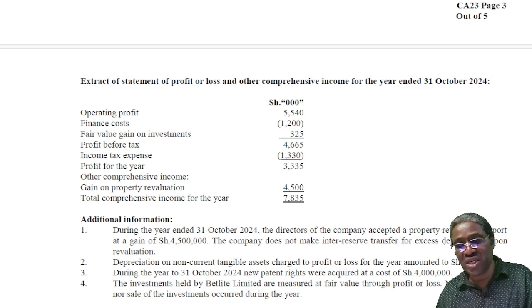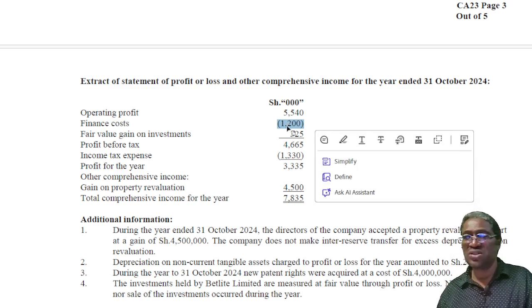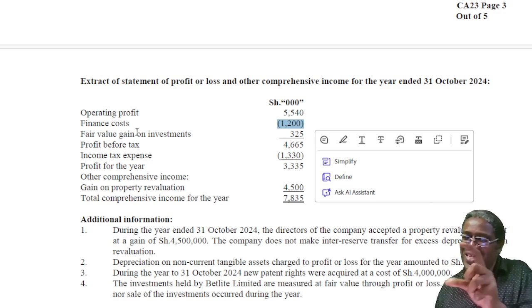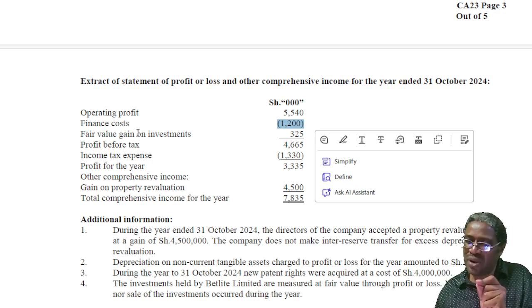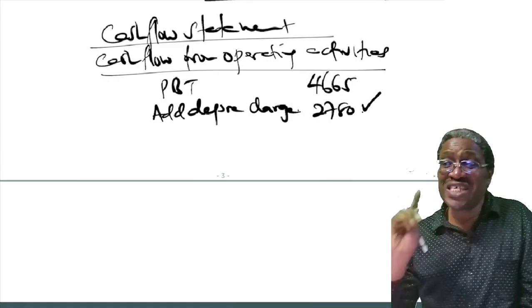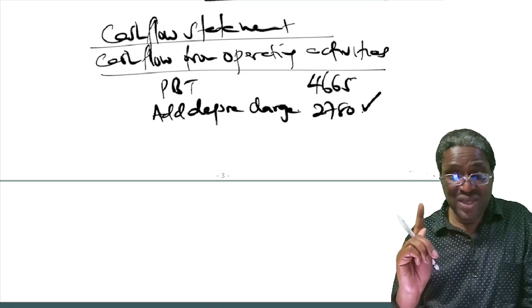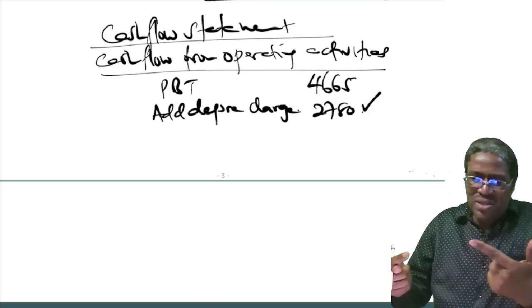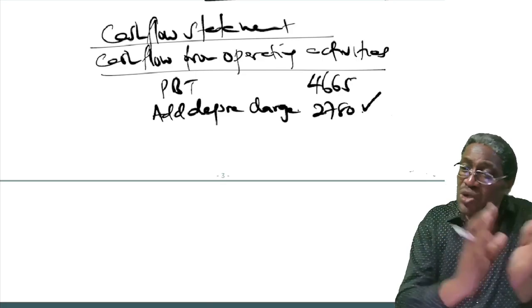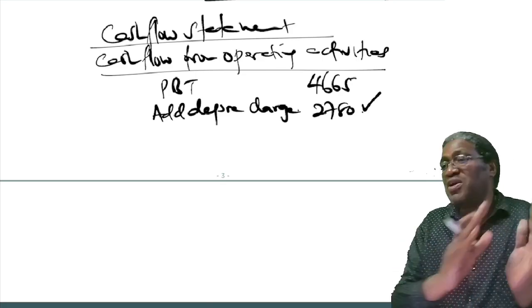According to this income statement, during the year the company charged finance cost of 1,200. Listen, that was the charge, not the amount paid. This 1,200 was the charge for the year. It may happen that it is also the amount paid, or it may not be the amount paid.